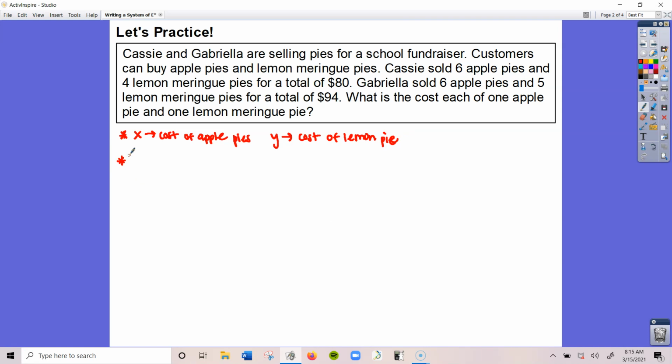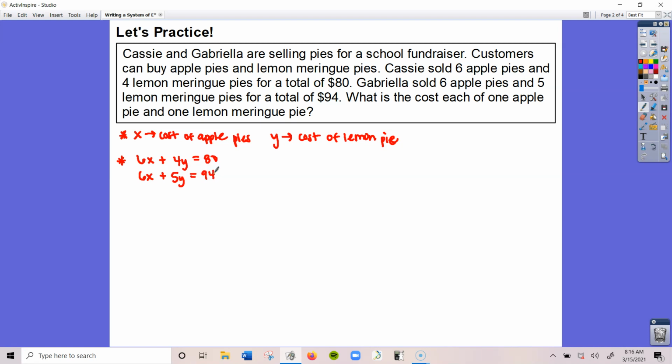Our two quantities here are how much money Cassie sold her pies for, and then our second equation is going to represent Gabriella's sales. So Cassie's sales are 6 apple pies, so 6x plus 4y, because she sold 4 lemon pies, for a total of $80. Gabriella sold 6 apple pies as well, plus 5 lemon pies, for a total of $94.